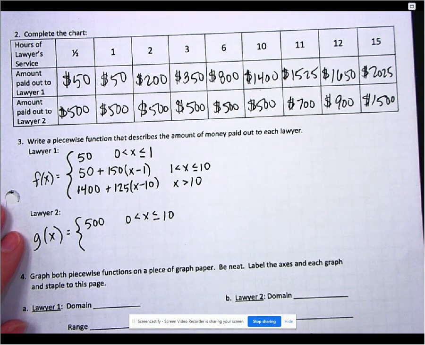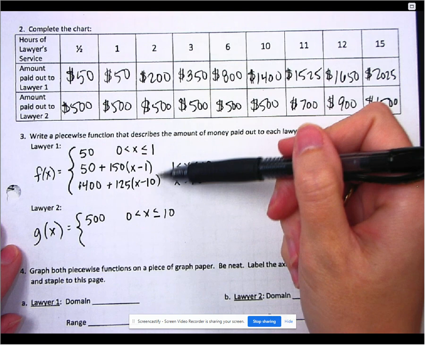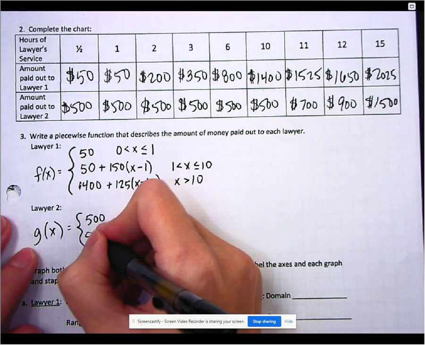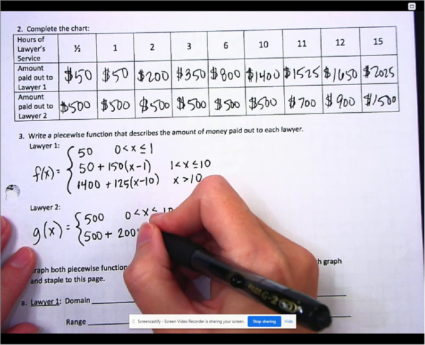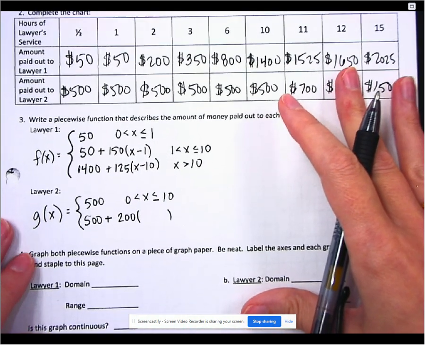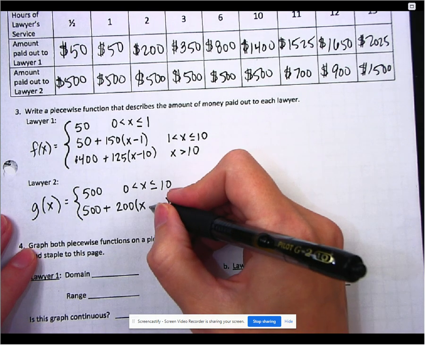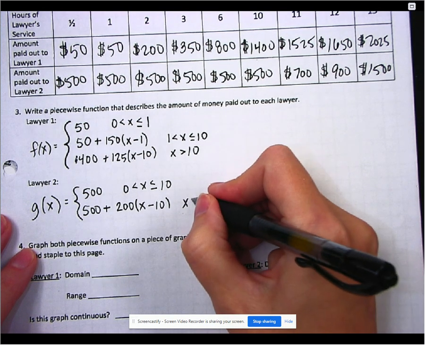Okay, so I want you guys to take a second on your own and think about what the second piece is going to be. It's going to be similar to what we had done up here. All right, so we've already paid this lawyer $500, so that's going to be added to now how much we pay him per hour, which is $200. And then in the parentheses, it's going to be X minus, and then you have to think about how many hours you've already paid him for, and it is the 10 hours. And that's going to be for all the X's greater than 10.